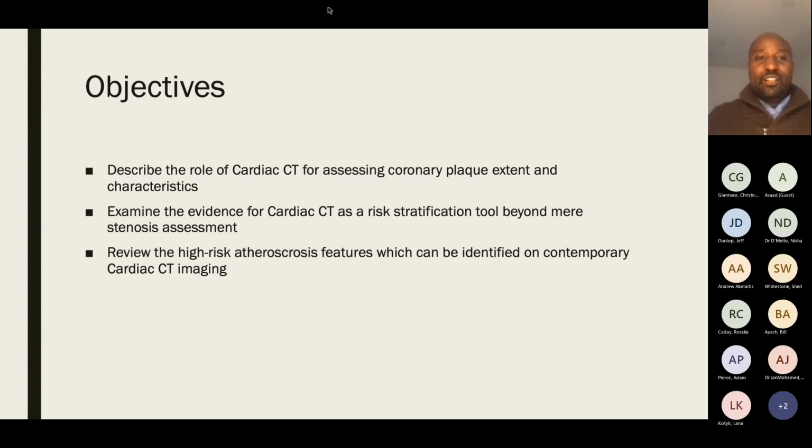The objectives for the talk this morning are to describe the role of cardiac CT for assessing coronary plaque extent as well as plaque characteristics, to examine the evidence for cardiac CT as a risk stratification tool beyond just stenosis assessment, and then to review the high-risk atherosclerotic features that can be identified on CT imaging at the current time.